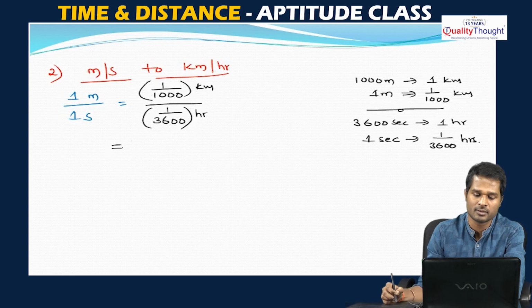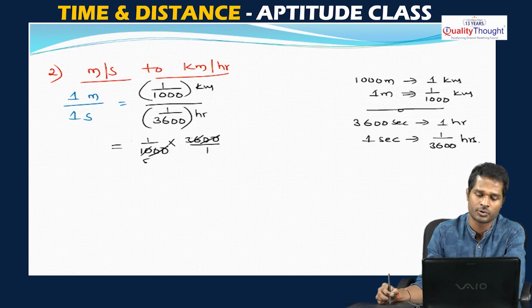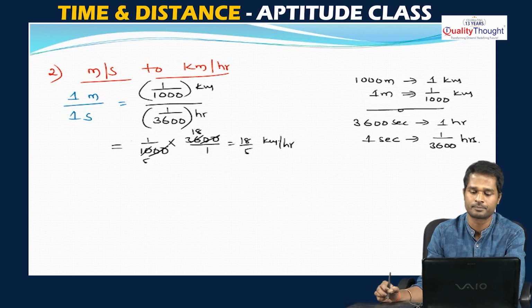Now what will happen? This 1 by 1000 will remain the same, and 1 by 3600 will become 3600 by 1. Cancel the 2 zeros here. This is 2 5s are 10, 2 18s are 36. So which is 18 by 5 kilometers per hour.